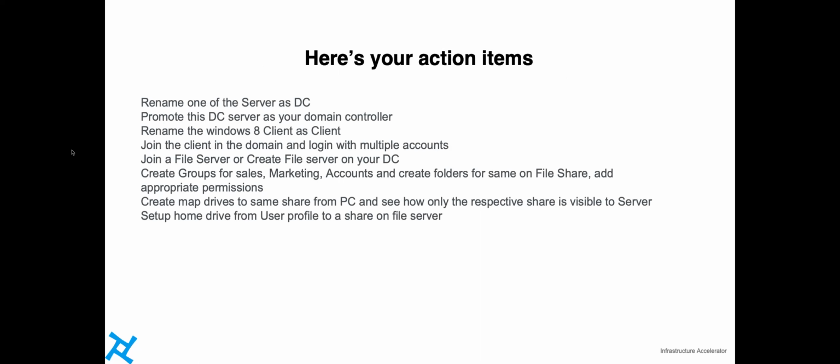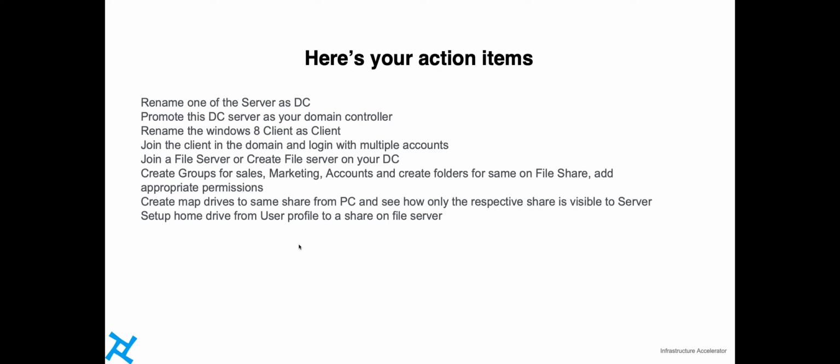So, cool. Here are your action items for this module. You're going to create your first domain controller. You're going to join your Windows client to your domain as a domain client. You can create multiple user accounts and log in with multiple user accounts to the client. You can also join your file server. You can create a separate Windows server as your file server, join it to your domain, and create some shares on it for sales, marketing, accounts, etc.